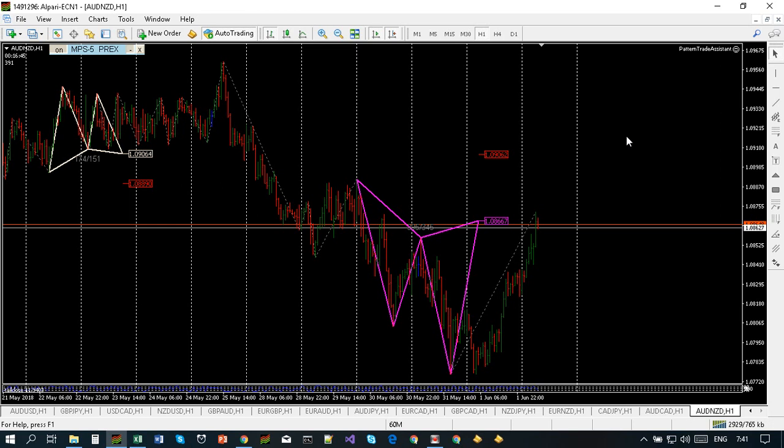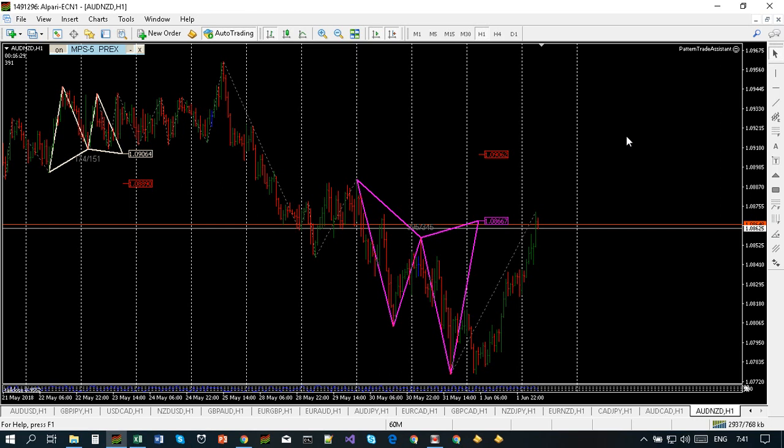In today's video I want to talk about this cipher pattern that is on your screens, on the New Zealand 1 hour time frame. I will be showing you the identification part, execution part and trade management part.